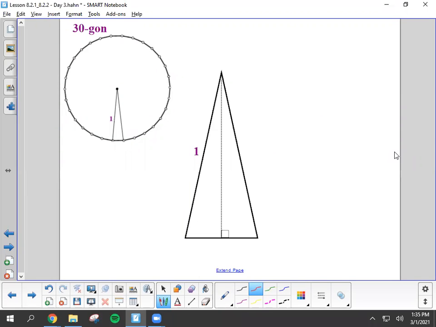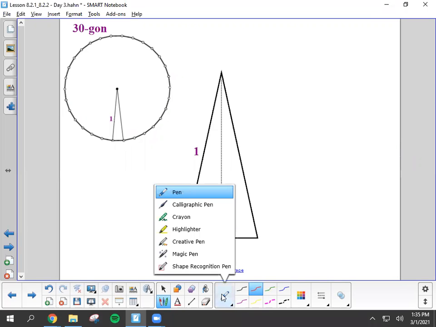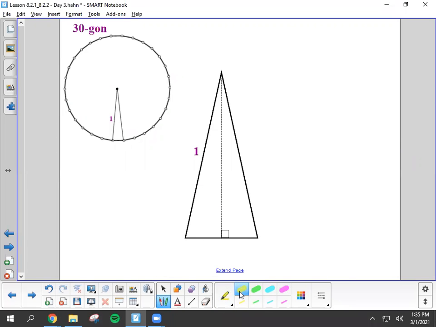We have a 30-sided regular polygon that we are going to be finding the area of. This regular polygon has a radius of 1. The radius is the length we have from the center of the polygon to a vertex. I pulled out one of the 30 isosceles triangles that we can split our 30-gon into, just so we have a little more space to work.